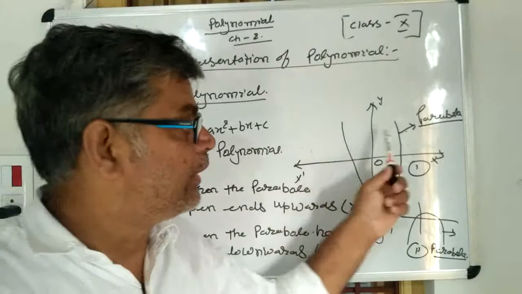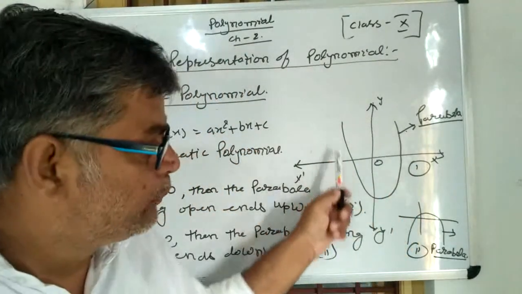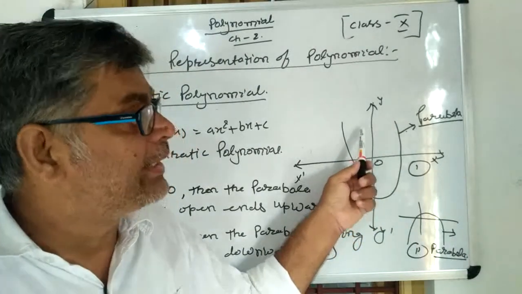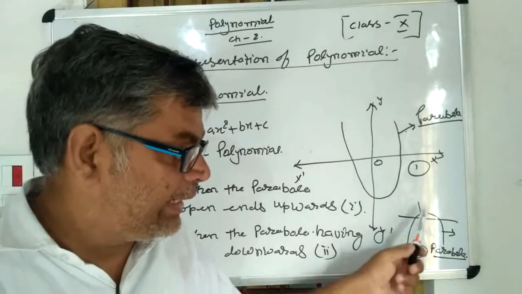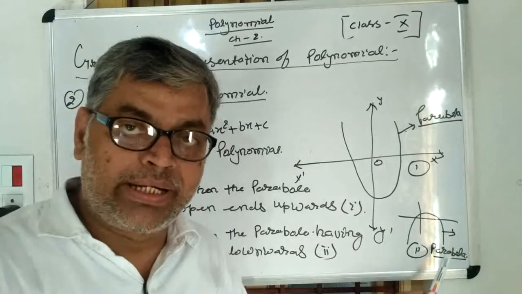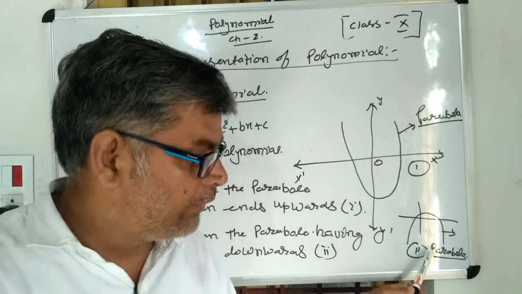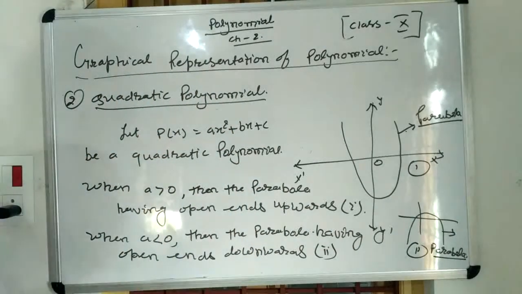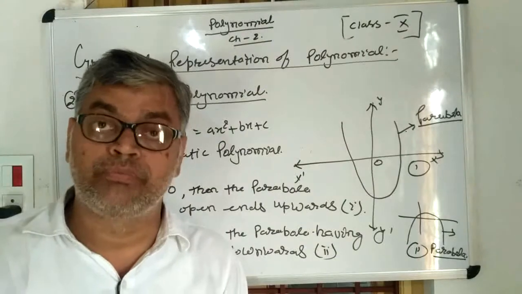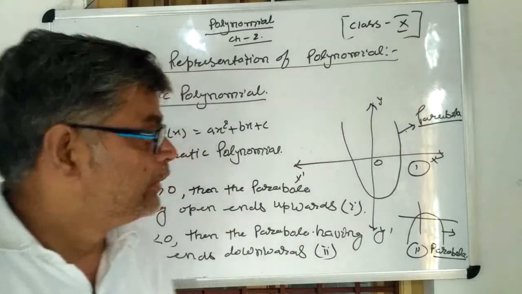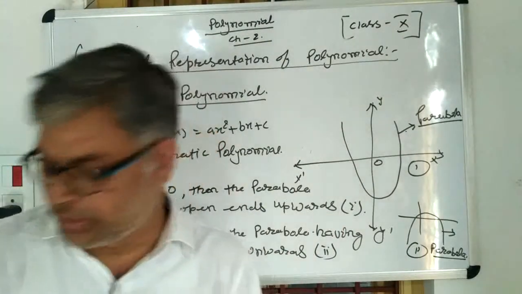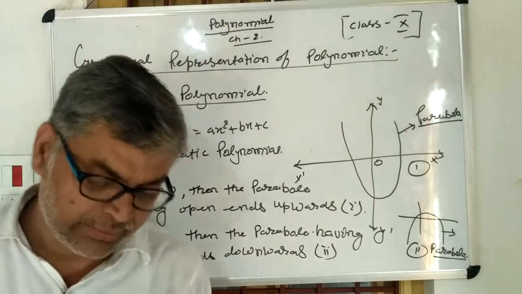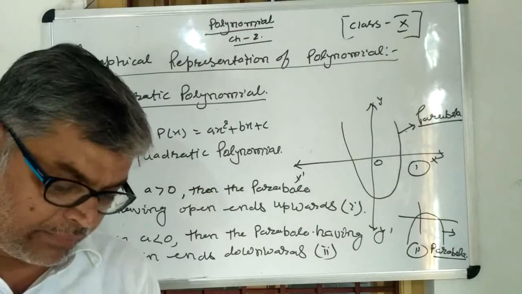When the value of a is greater than 0, then you will get such a type of parabola which opens upward, and when a is less than 0, then you will get the parabola having its open ends downward. So in this way, whenever you represent a quadratic polynomial graphically, you will get the shape of a parabola. So now this is the exercise, basic things related to the chapter polynomial.